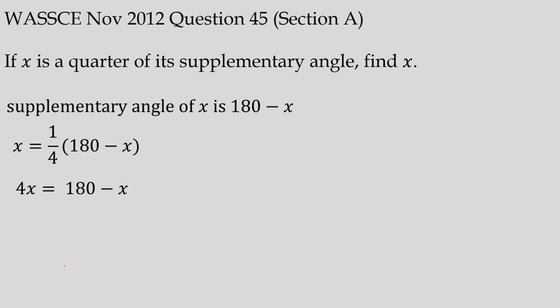We multiply both sides by 4. So I multiply this side by 4, and I multiply this side by 4. Now this 4 cancels this 4, and I end up with this. So I have 4x is equal to 180 minus x.